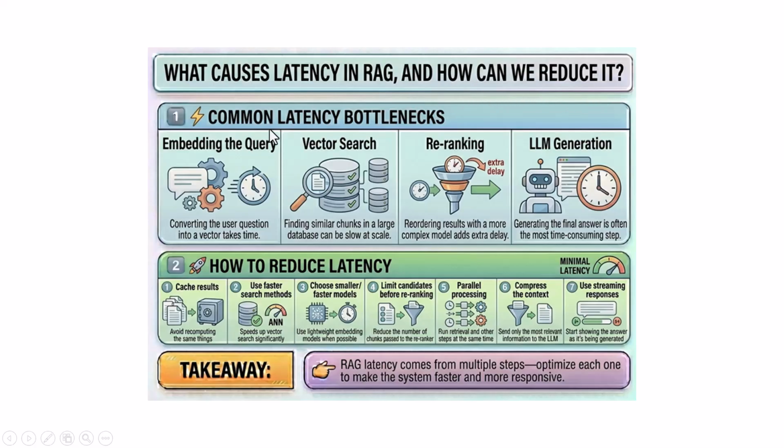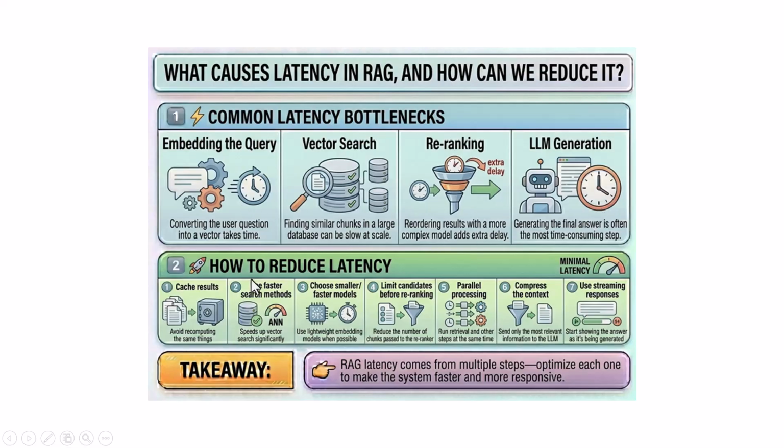Okay. Now let's understand what causes latency in RAG and how we can reduce it. So the common latency bottlenecks are embedding the query. That is, converting the user question into a vector takes time. And the other one could be vector search. That is, finding similar chunks in a large database can be slow at scale. And the next one is re-ranking. That is, reordering results with a more complex model adds extra delay. Also, LLM generation. That is, generating the final answer is often the most time-consuming step. These are some of the common scenarios.